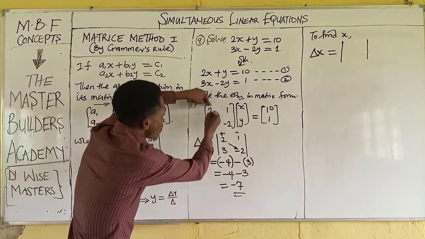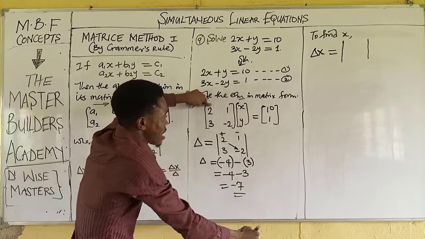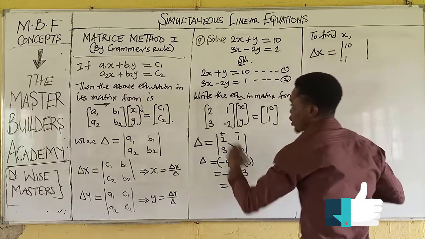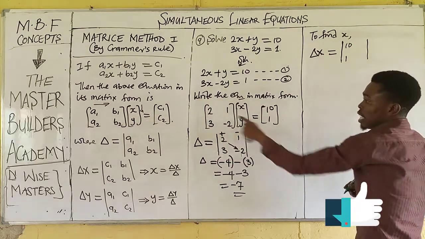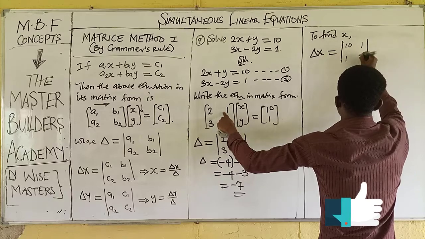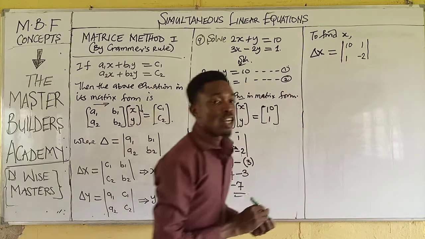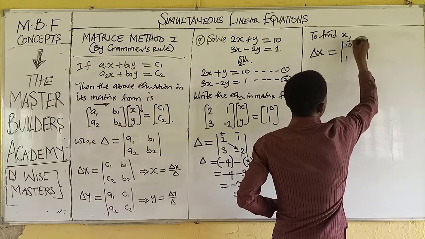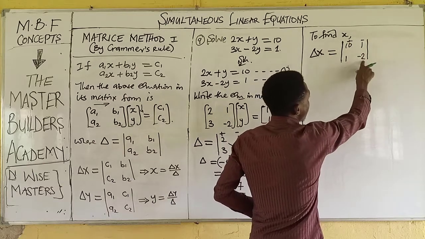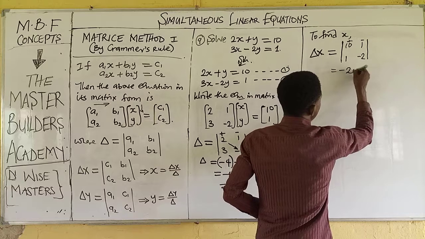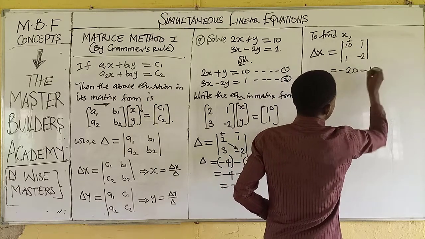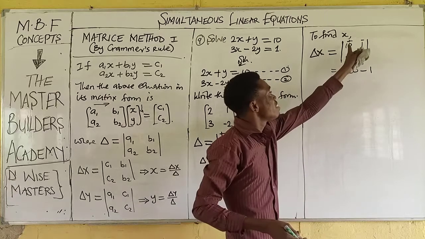Now that we want to find x, we will replace the coefficient of x with this constant at the right hand side. So, in place of x, instead of 2, I'm going to have 10 and 1. I just replace this coefficient with this. Then y remains. It's as simple as this. So once this is done, I introduce plus, I introduce minus. Now this times this will give us minus 20. 1 times 1 will give us 1. Then this minus, we have minus. It's as simple as that.